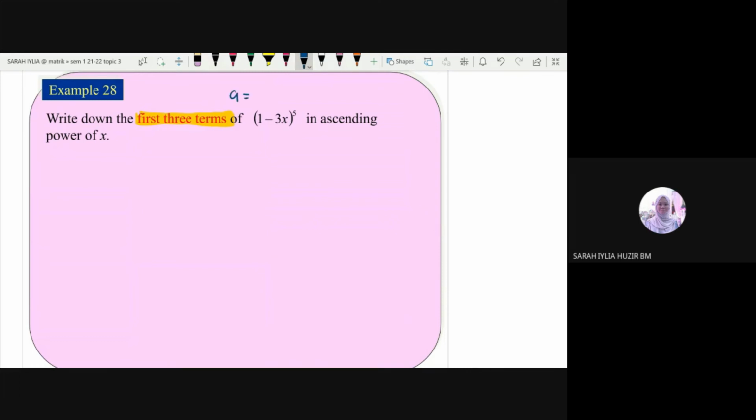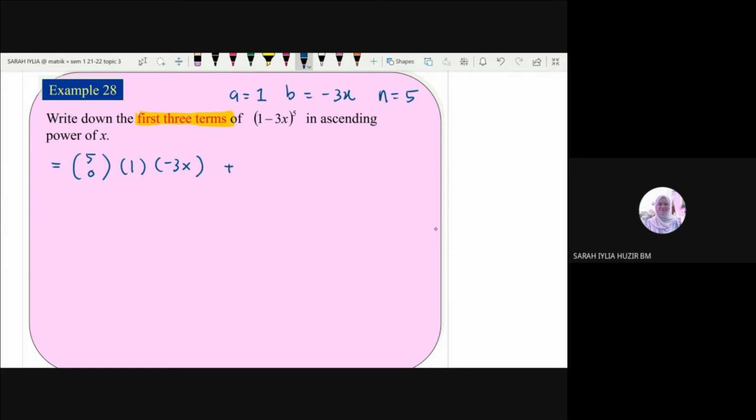So, first term kita kat sini 1. Second term is negative 3x. Negative kena ambil, jangan tinggal. And then our power is 5. Okay, so kita mulakan dengan template dulu. 5, 0. First term 1. Second term negative 3x.